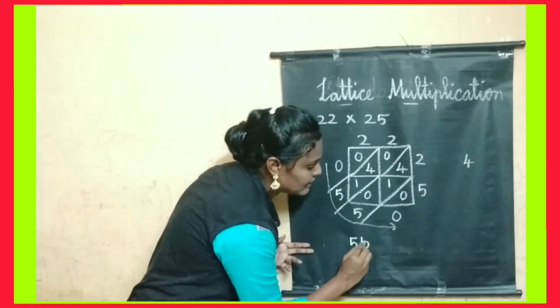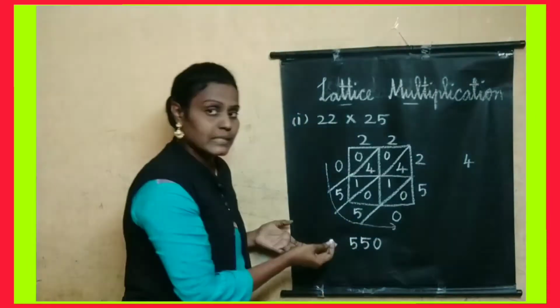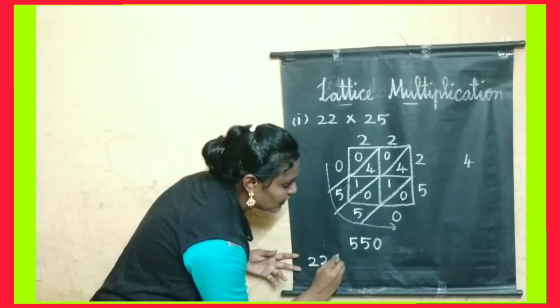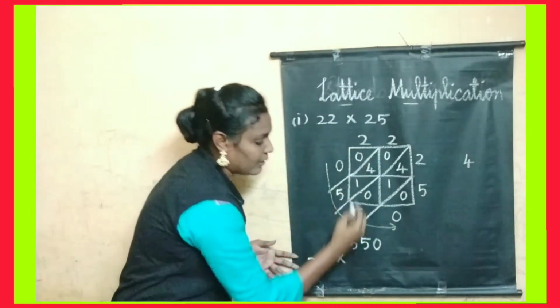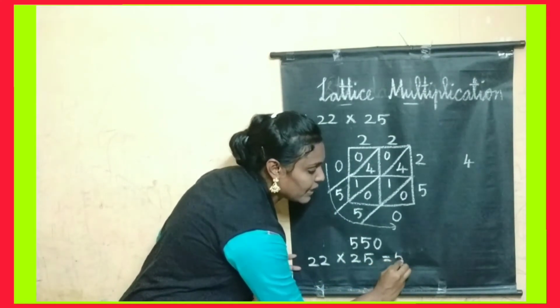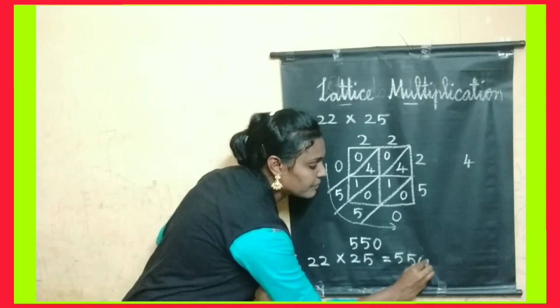The answer is 550. 22 multiplied by 25 equals 550.